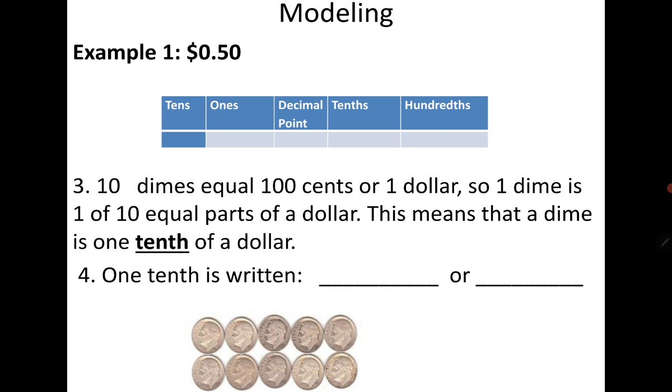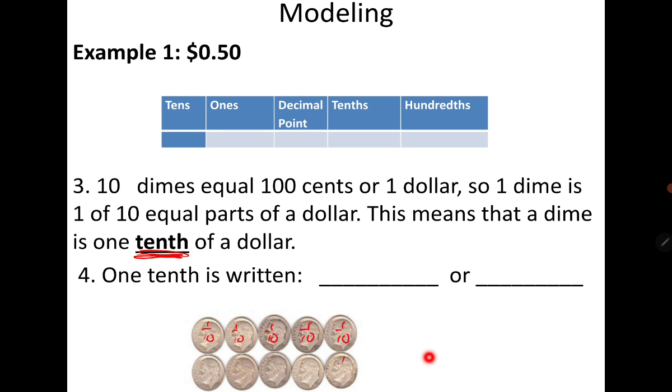Okay. We're going to do example 1 in just a minute. We're going to look at notes 3 and 4 first. So 10 dimes equal 100 cents, or $1. So that means that 1 dime is one of 10 equal parts of a dollar. So that means that a dime is equal to 1/10 of a dollar. Because if I count 10, 20, 30, 40, 50, 60, 70, 80, 90, 100, that's equal to one whole dollar. And so that means that each dime is equal to 1/10 of a dollar.